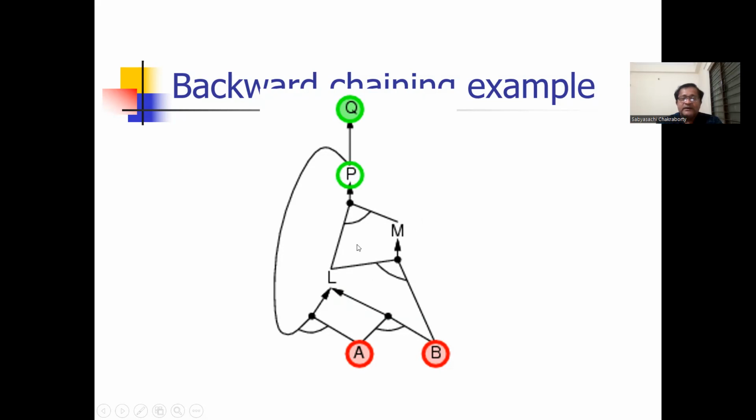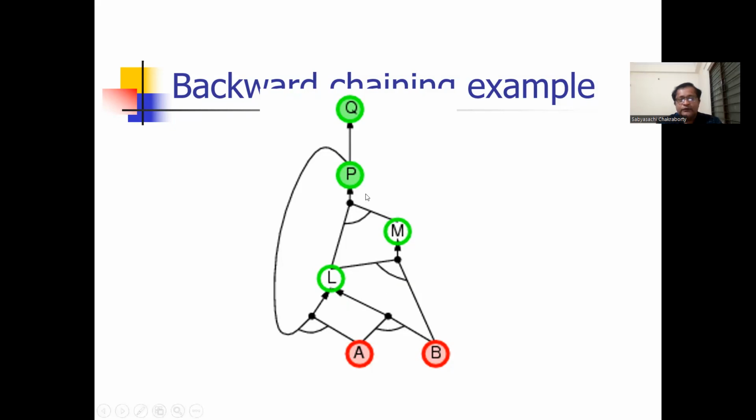The left-hand literal has to be true for P to be true. So P is true, and we have L and M true. Whenever we have L and M true, we can conclude that L and M is true.